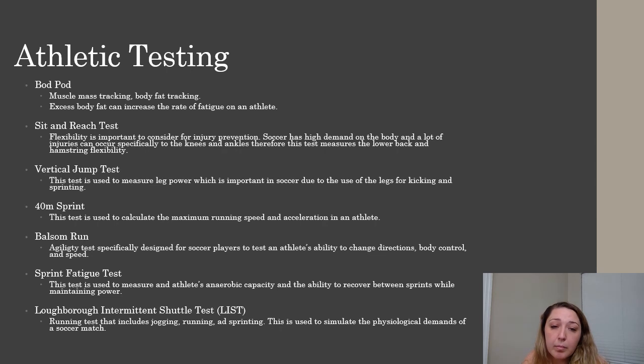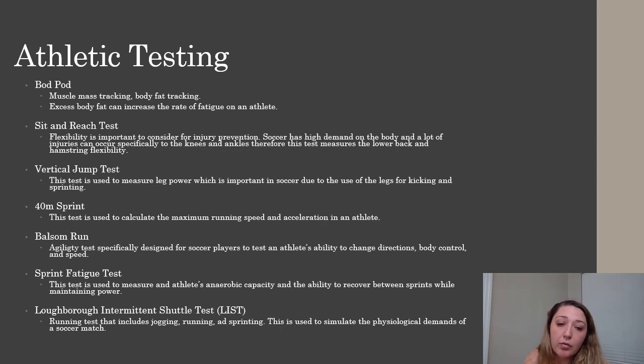So the purpose of the bod pod is for muscle mass tracking, body fat tracking. This is just to basically measure the body fat, because if we have an increase in body fat, the rate of fatigue on the athlete can be larger. So it's important that we measure that and we make sure that we're making progress.